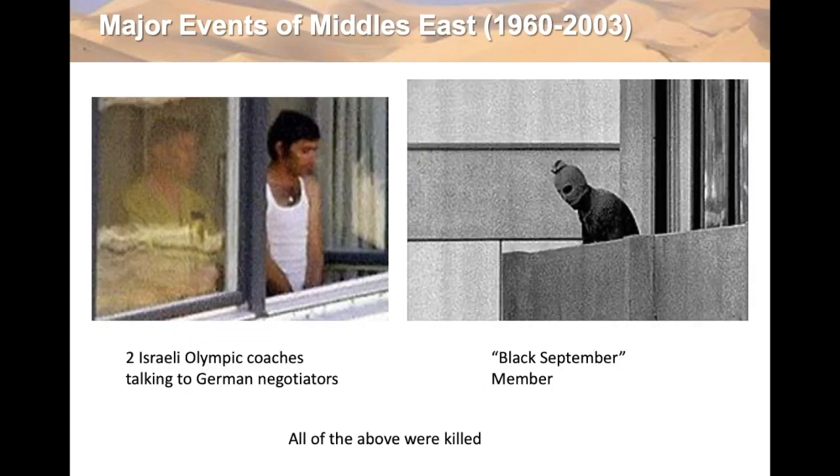Here's some pictures. These are actual photographs. On the left are two Israeli Olympic coaches talking to the German negotiators. And then on the right is a Black September member. There's a snapshot of one on a balcony. When this situation ended, all of these that are pictured were killed.